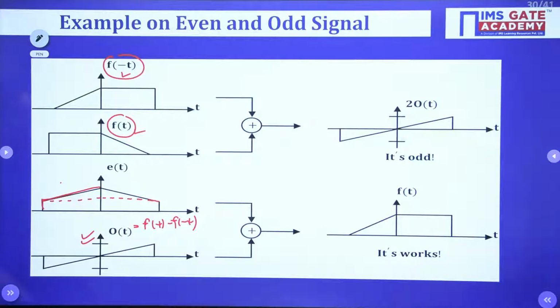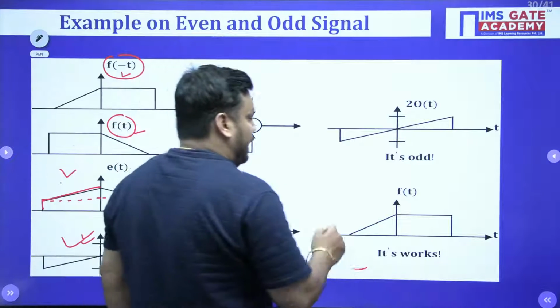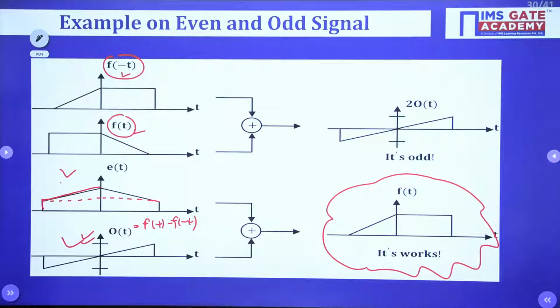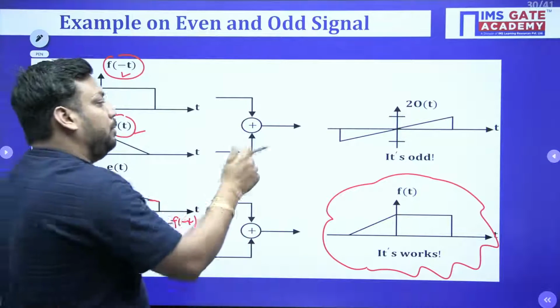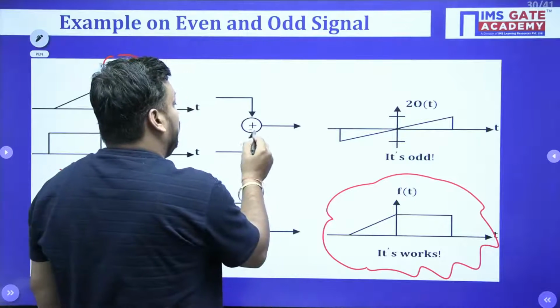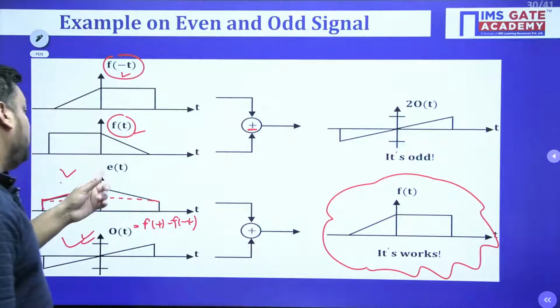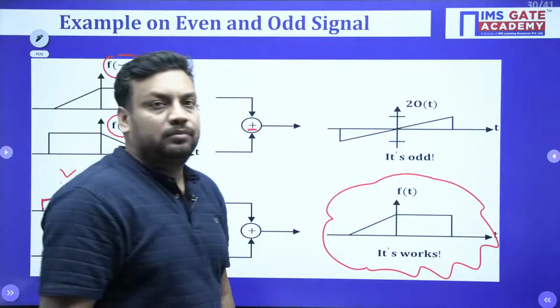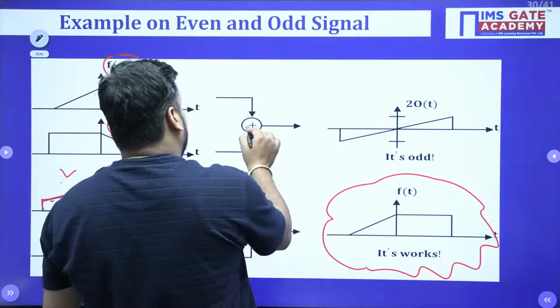And we know that if I add the even component and the odd component, I will get my original signal f(t) back. So that is why it's written that it works. And if I subtract f(t) and f(-t), this is the odd component. So for the odd component, you are not adding, you are subtracting. If you add, you will get the even component. Here you are subtracting.